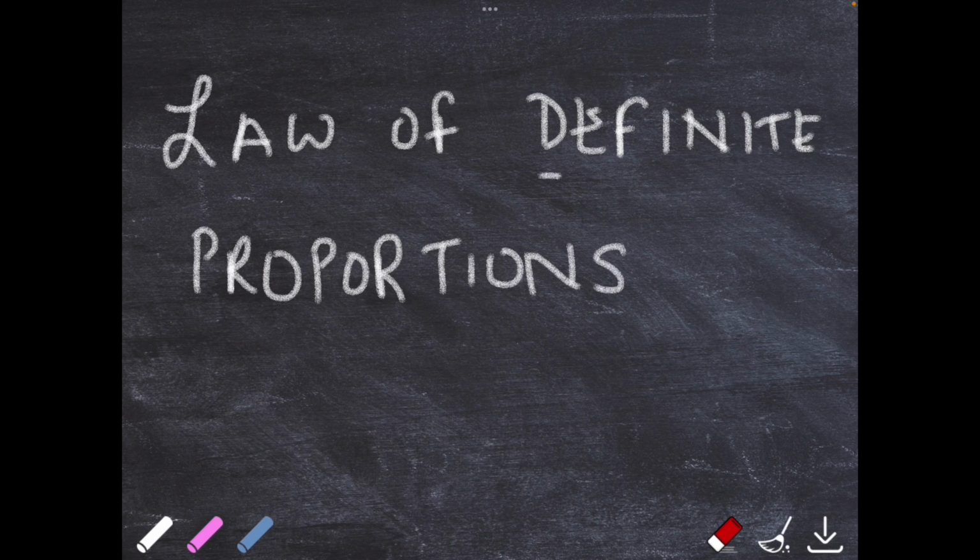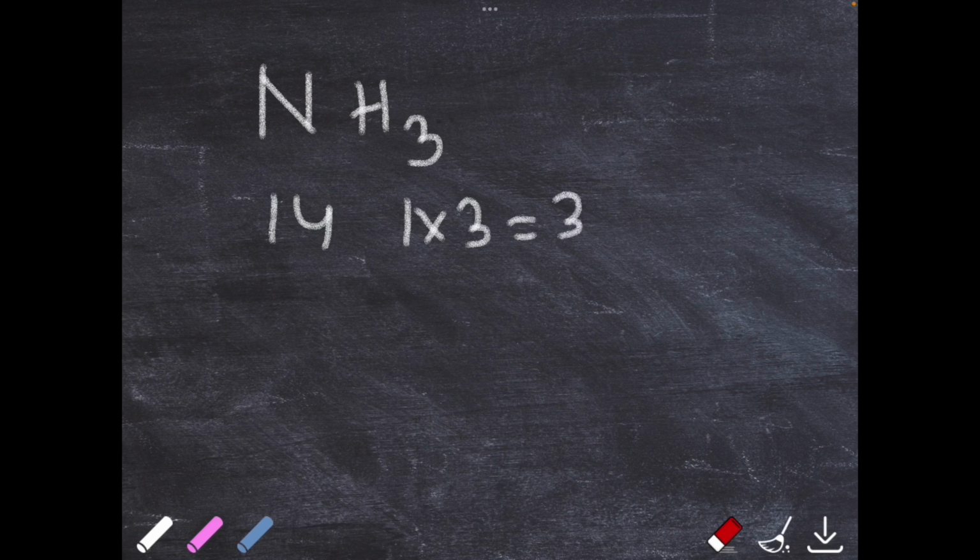It is also called the law of fixed proportions, law of constant proportions. Let's consider this molecule, ammonia. Now, in this molecule, if we consider the atomic mass of each of the elements, then you have nitrogen, which is 14 grams, and hydrogen, it is 1 into 3, that is 3 grams. Or you can say 14 grams of nitrogen combined with 3 grams of hydrogen. So the ratio by mass in this case is 14:3, and this is fixed.